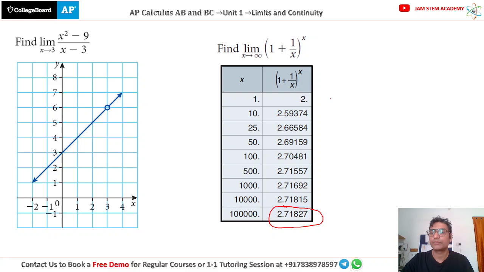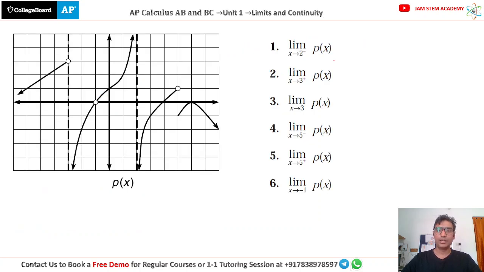2.71827. Okay. So here you can say, because you have to write your answer correct up to three significant figures, 2.72 is the limiting value for this function, 1 plus 1 over x raised to the power x. Simple. So you can find the limit of a function using the tabular or the graphical method. Okay. Let's say we have to solve the following questions.